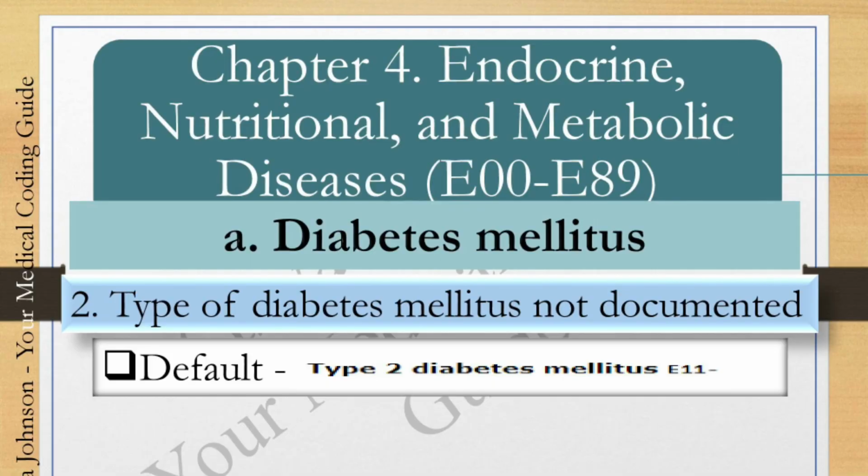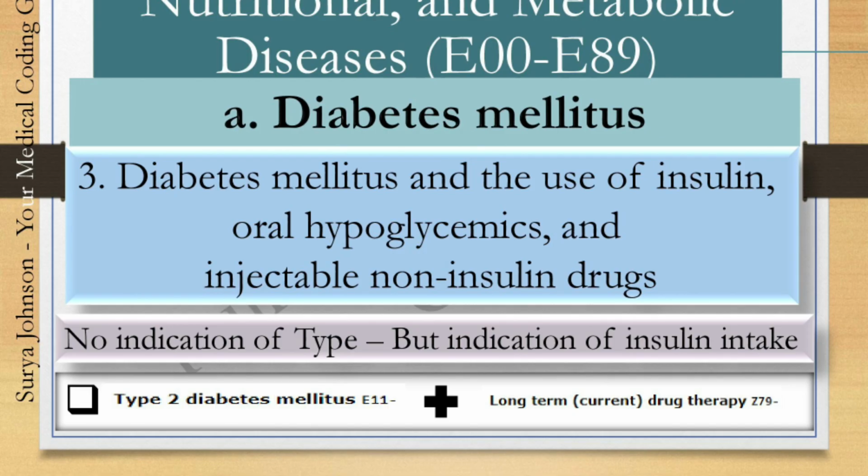So number 2 under diabetes mellitus is type of diabetes mellitus not documented. If there is diabetes mellitus but it's not documented whether it is type 1 or type 2, you can very well choose the default code type 2 diabetes mellitus, which is the E11 series.